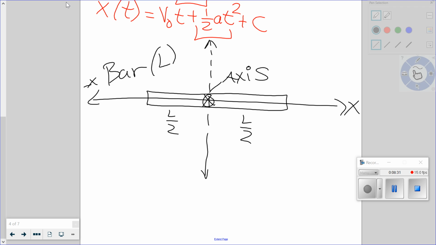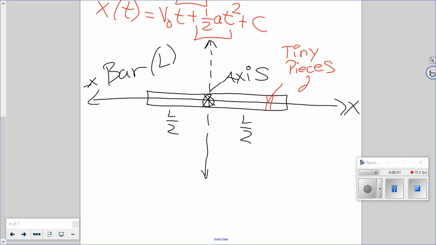In physics and in reality, the bar is made up of little chunks. They're called atoms, but we could imagine that they're bigger than that. Those tiny pieces we call dm. Instead of infinitesimal tiny pieces of x on the x-axis, slivers of mass that make up this bigger bar, it could be a meter stick, we call them dm's.